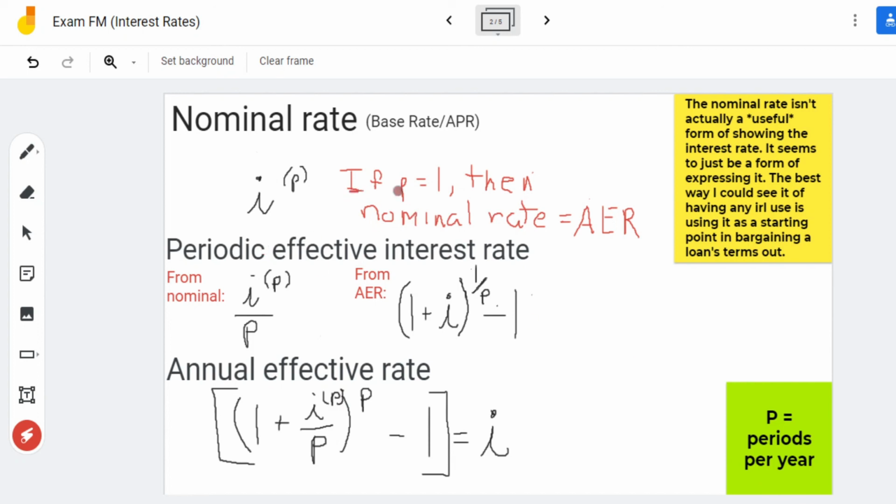Okay. So if p equals 1, that means if there's only 1 period per year, as in you're paying annually, then the nominal rate is equal to the annual effective interest rate.